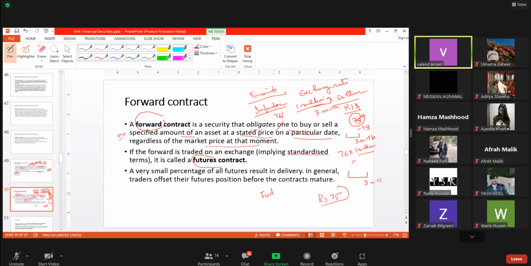The word futures, you may have heard about oil futures, gold futures, and others. So they are standardized contracts. In a forward, the contract can be tailored according to the need of the exchanging party. But here they are standardized, for example 1 million US dollars, this and that. So they are regulated by the exchange, the futures exchange.